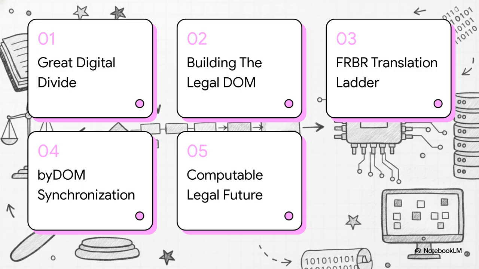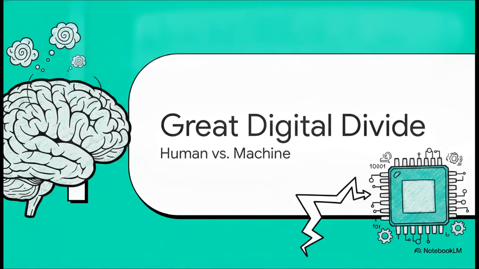1. The Great Digital Divide. 2. Building the Legal DOM. 3. The FRBR Translation Ladder. 4. The BI-DOM Synchronization. And finally, 5. Our Computable Legal Future. Let's kick things off with Section 1, the Great Digital Divide.